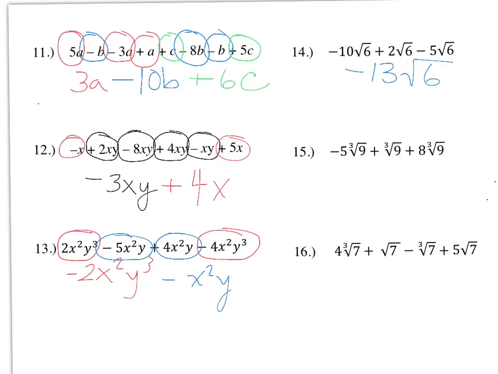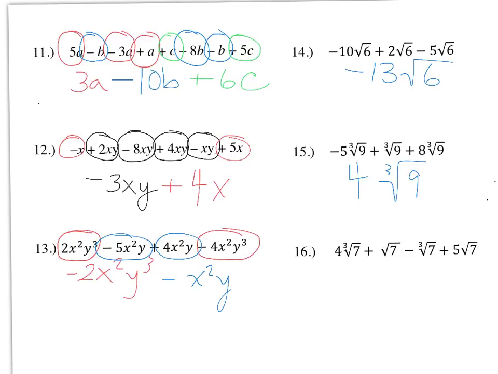All right, number 15, cube roots work the exact same way. So negative 5 cube root of 9 plus 1 cube root of 9, that's negative 4. And then we're going to add 8 more. That's going to give me 4 cube roots of 9.